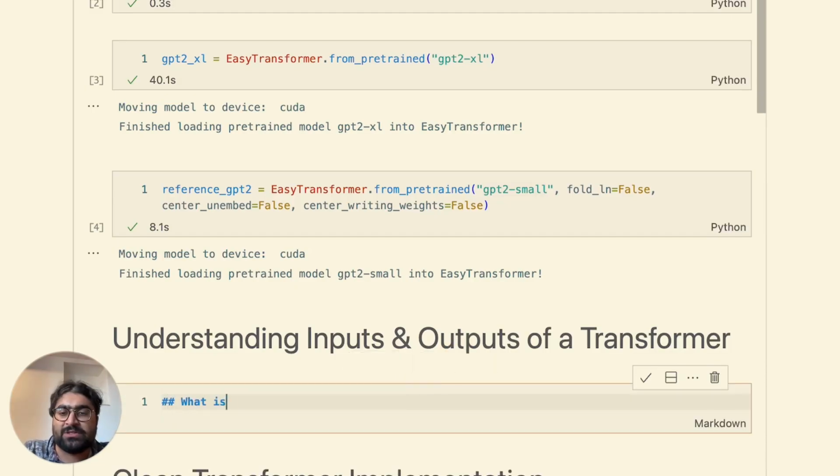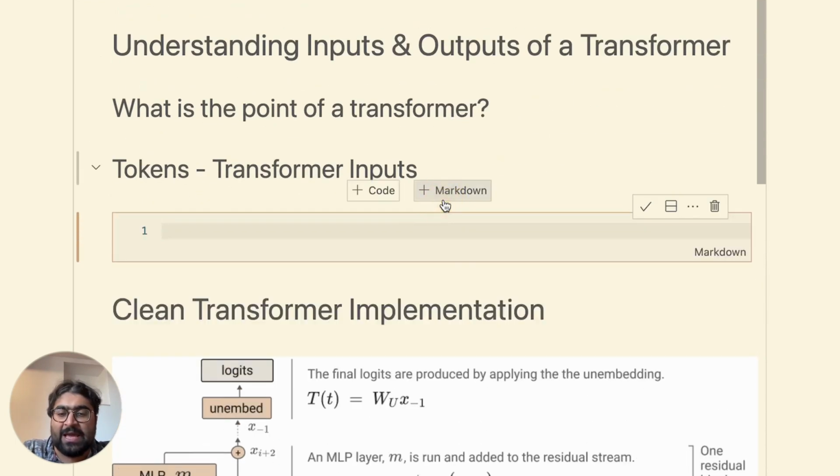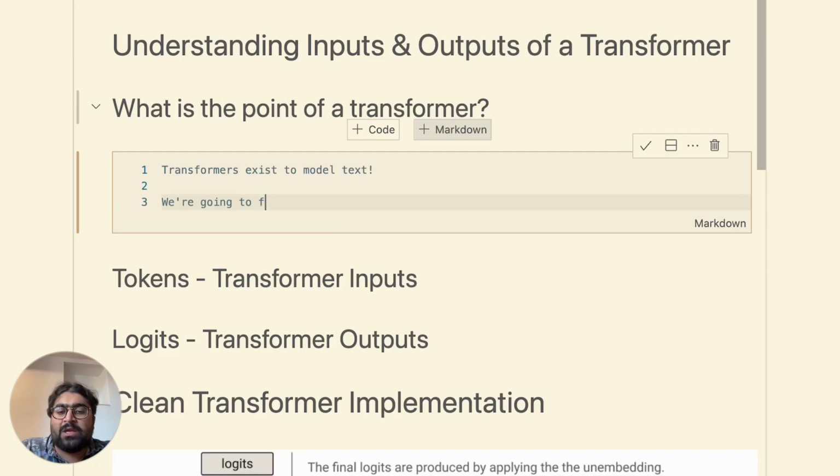That splits into a few sections. What is the point of a transformer? What are the inputs to a transformer, which are these messed up things called tokens, and what is the output, which is these things called logits. And yeah, so why do transformers exist? Transformers exist to model text. We're going to focus on GPT-2 style transformers. There's lots of random stuff about different kinds of transformers, but in my opinion, GPT-2 or GPT-3 style transformers are the main game in town nowadays, and the main thing that's actually interesting.